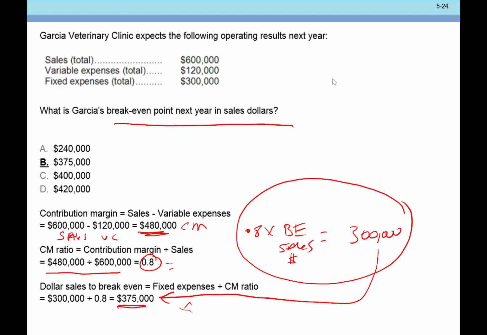I take that 0.8 contribution margin ratio, I set it up times my break-even sales, what this question was asking, has to equal my fixed cost of 300,000. So I go ahead and do the math on that, and that means that my sales dollars to break even is 375,000?